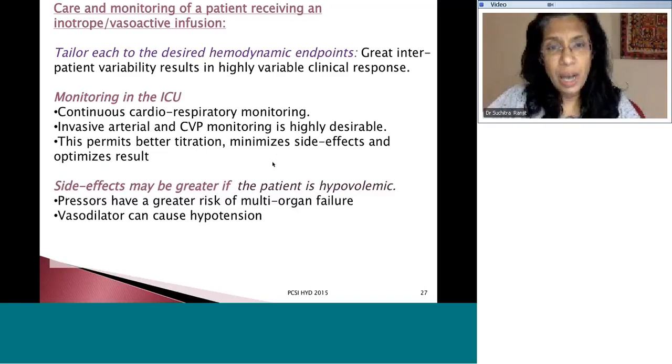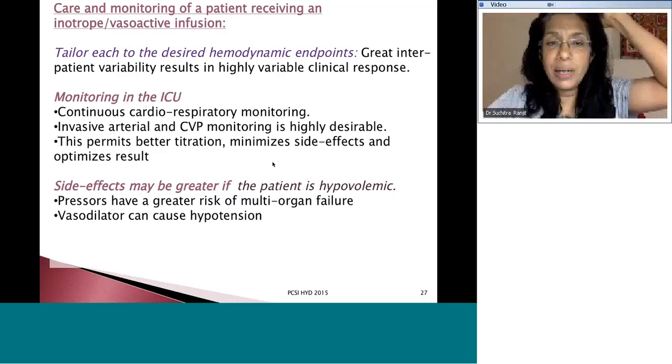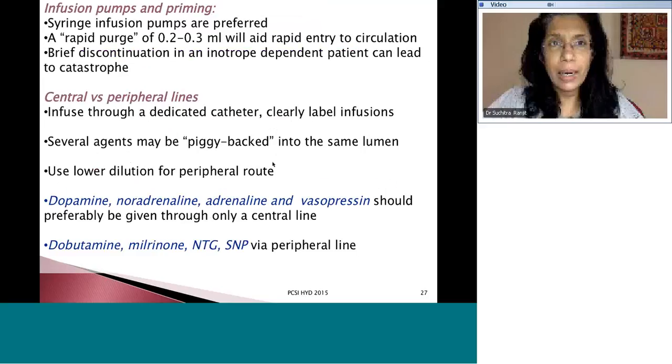If the patient is hypovolemic, whichever agent you use, the side effects may be greater. This may especially be an issue in post-op patients. You have them on lactate infusions, and on multiple inotrope and vasoactive infusions. So you should always make a judgment call whether the hypovolemia is significant, whether the tolerance of each agent will be good, and monitor for side effects, because they have a much greater risk of multi-organ failure. We need to keep an eye on extremities, renal function, coagulation, platelets, etc. Vasodilatation, as you mentioned earlier, can cause much higher risk of hypotension if the patient is hypovolemic. Syringe infusion pumps are preferred.